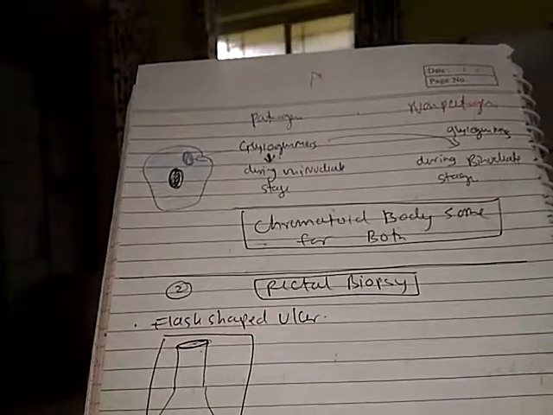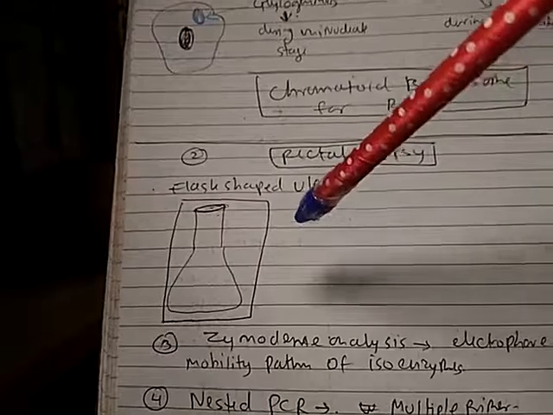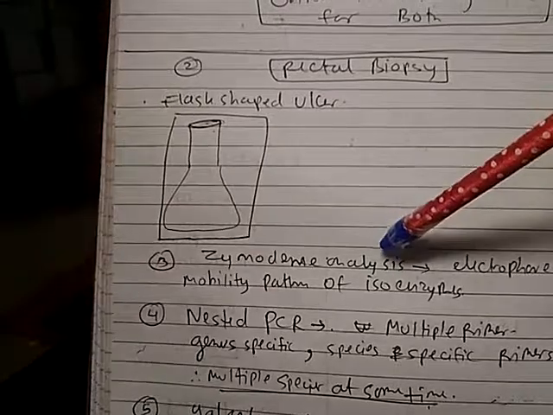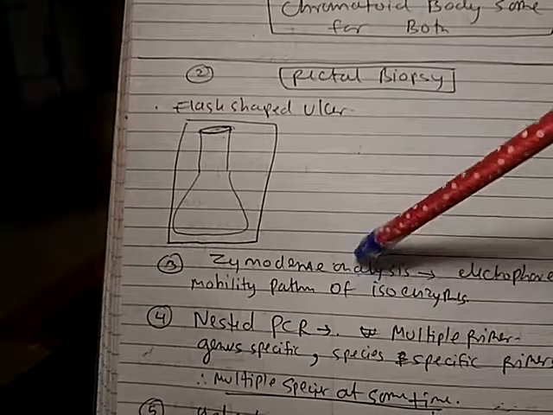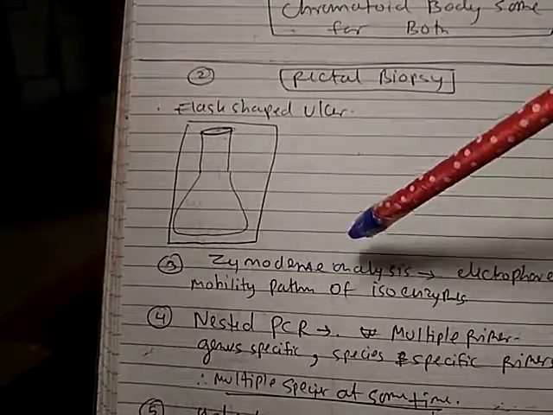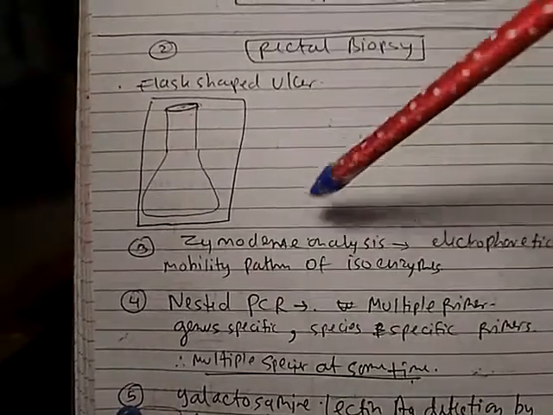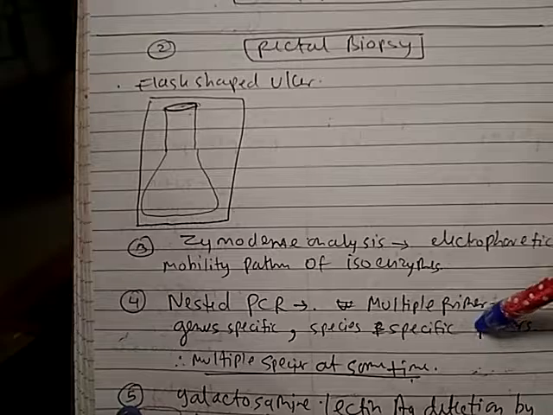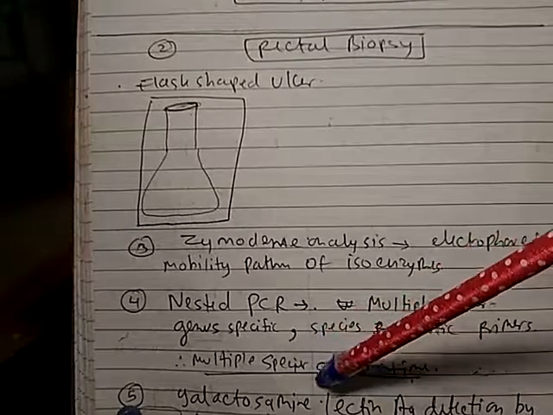Then as we have seen stool microscopy, now we proceed to rectal biopsy. There is flask-shaped ulcer in rectal biopsy. The zymodeme analysis of rectal biopsy will give electrophoretic mobility pattern of isoenzyme. Then we have nested PCR. In nested PCR, multiple primers, genus specific and species specific primers are used, and multiple species can be differentiated at the same time. So nested PCR is useful for that.